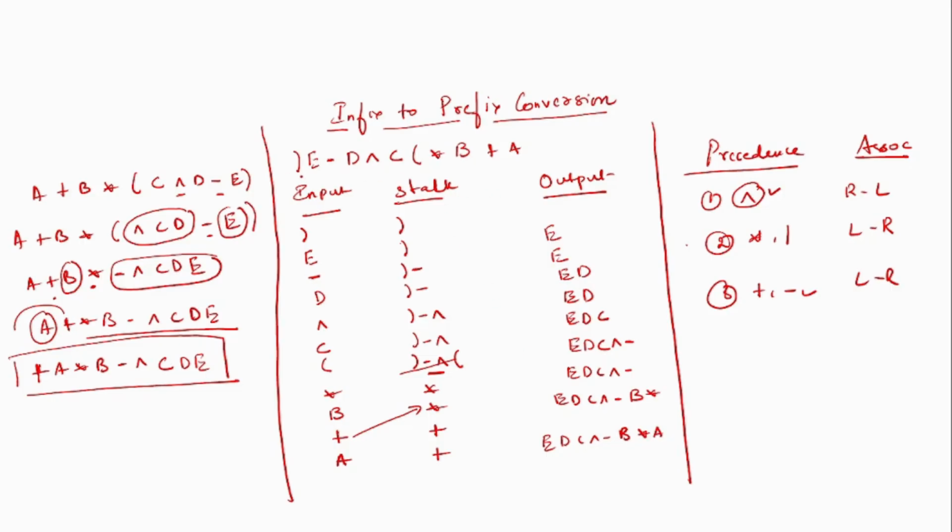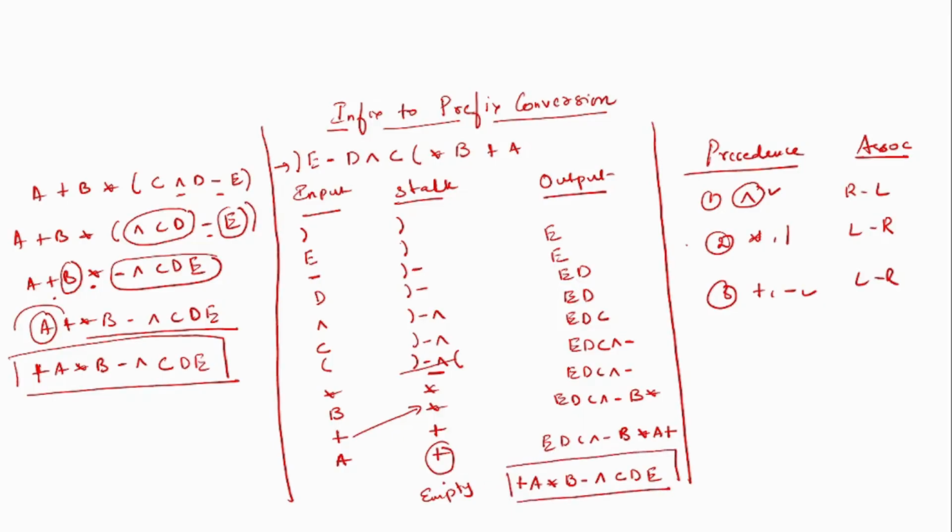We have scanned the whole expression here from left to right. The only operator left in the stack is plus, so I will just pop out plus here. Now the stack does not contain any operators, it is empty. This is not our answer, this is a postfix expression. We need to convert this into prefix, so I'll just reverse it. So I'll say here plus a star b minus exponential c d e, right? This is my prefix expression.